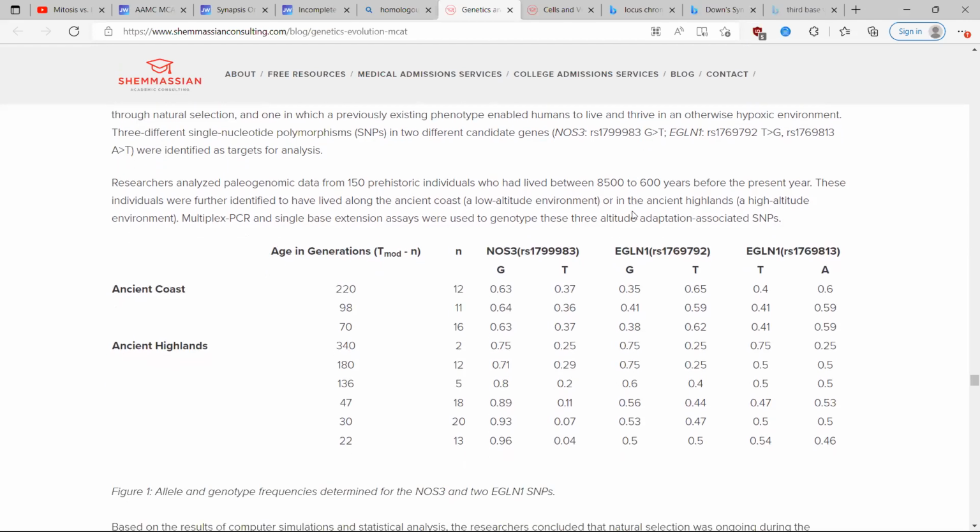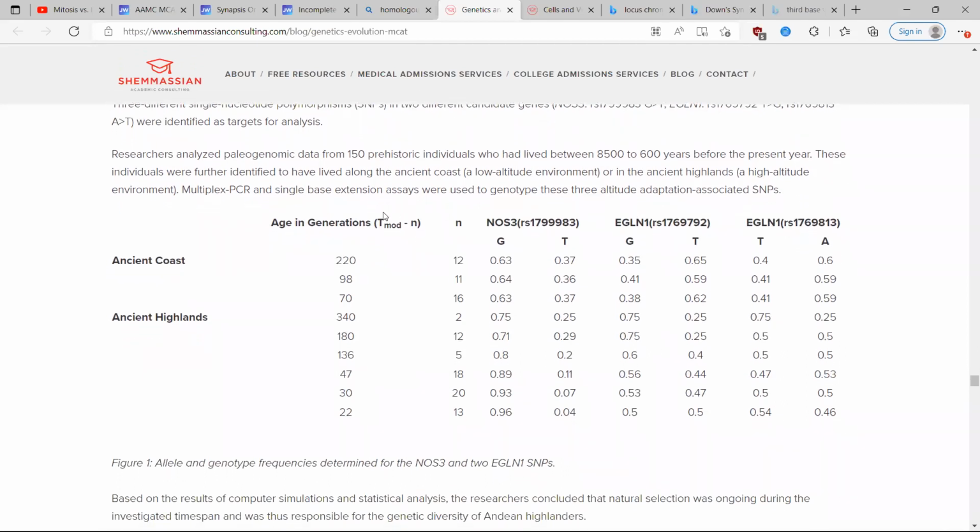That's what they're researching. So they analyzed paleogenomic data from 150 prehistoric individuals who lived between 8,500 to 600 years before the present year. These individuals were further identified to have lived along the ancient coast, a low altitude environment, or in the highlands, a high altitude environment. PCR and base extension assays were used to genotype these 3 altitude adaptation associated SNPs.